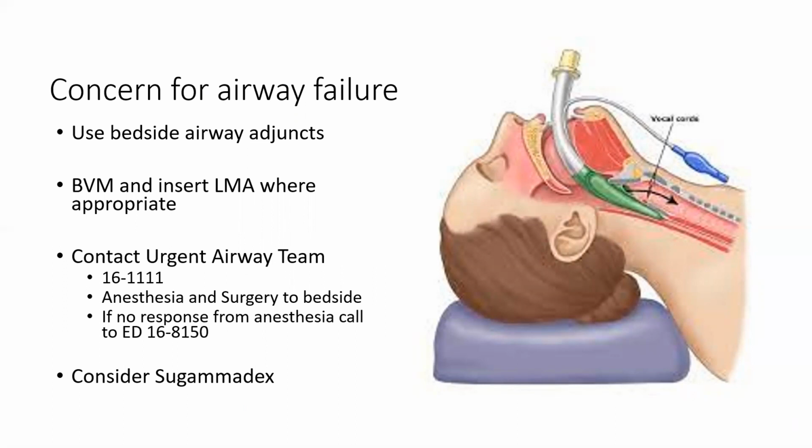Obviously, if you're having difficulty with your airway, contact the urgent airway team. This is 161111. This should bring anesthesia and surgery to bedside. If there's no response from anesthesia, you can call the emergency department. And this is just following the urgent airway algorithm that you could Google on the Henry Ford intraweb. 168150 is the emergency department number if you need airway assistance and are unable to get a hold of anesthesia.